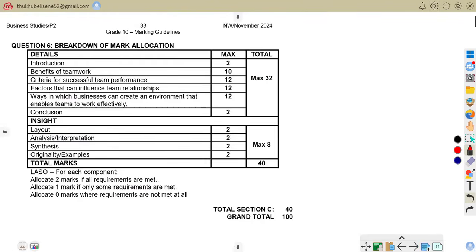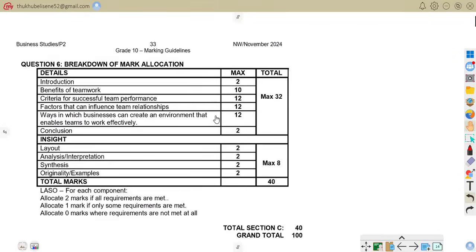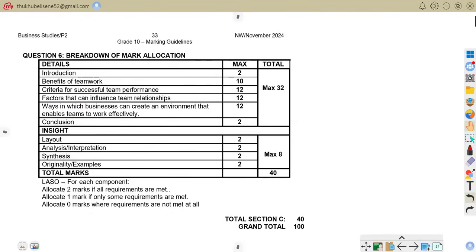So this is the end of this presentation. This is the end of our section C, question 5 and 6.